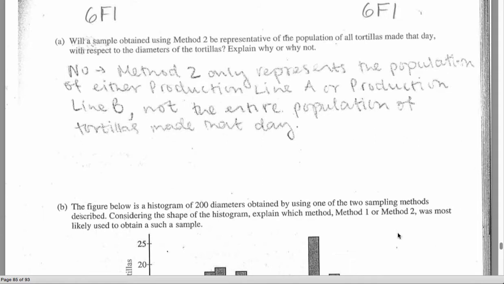Problem number 6. I'm going to start with student F. First of all, in part A, they said that no, method 2 would not be representing the population because it only represents either line A or line B, and that's exactly right. The answer had to contain the answer no, and then it had to somehow communicate that you're only representing one of the two populations, not all of them, and that's what they communicated. So they got an E for that part.